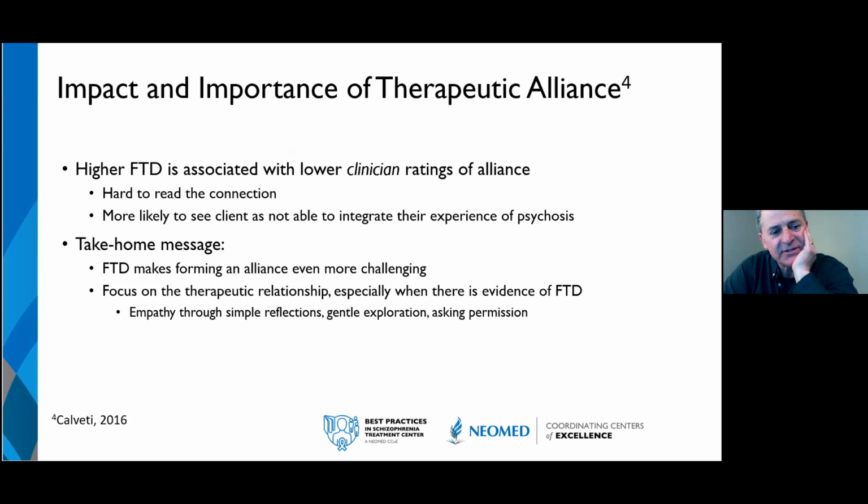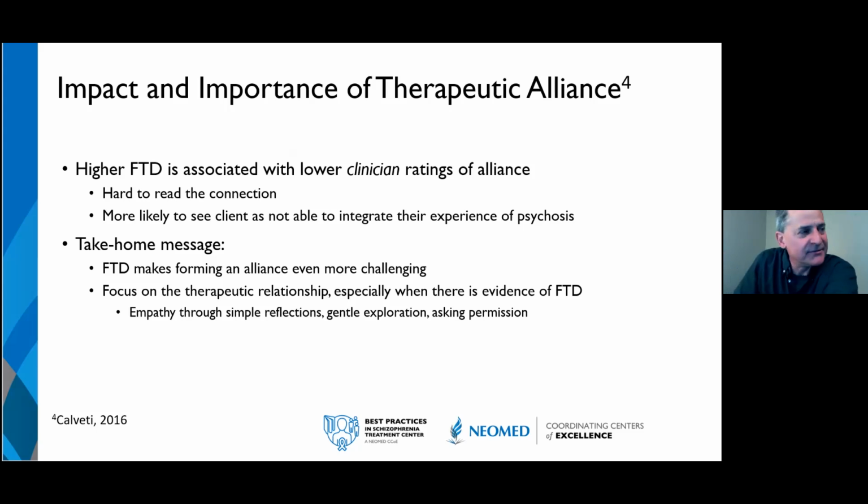The only reason I mention it is that the take-home message, as with all of psychosis, but in particular with formal thought disorder, is that the alliance is going to feel challenging, even more challenging. That's why it's even more important to find some strategies, find ways to make that connection as best you can. We'll talk about a variety of ways, but empathy is always the key, with simple reflections, gentle exploration, asking permission, a lot of things that we do in general CBT.